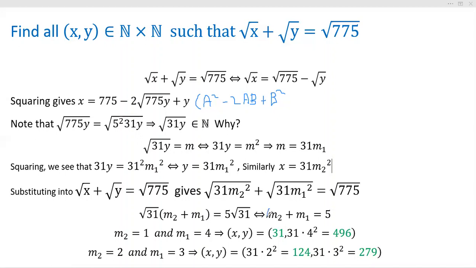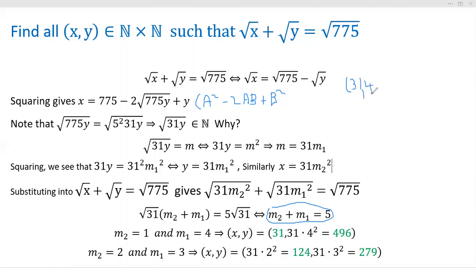These two guys sum to 5, and they're natural numbers, right? They sum to 5, and there are only two possibilities, namely 1 and 4, and 2 and 3. When you do the arithmetic and go through these possibilities, m2 equals 1 and m1 equals 4, and m2 equals 2 and m1 equals 3. Those are the only two sums that give you 5. You get these ordered pairs right here, and I'll write the solutions up here. You have 31, 496.